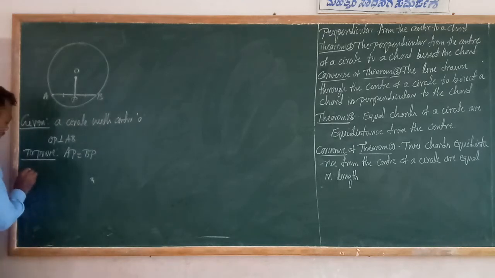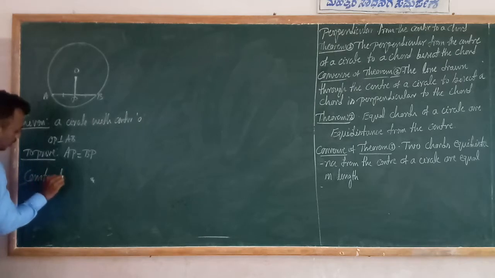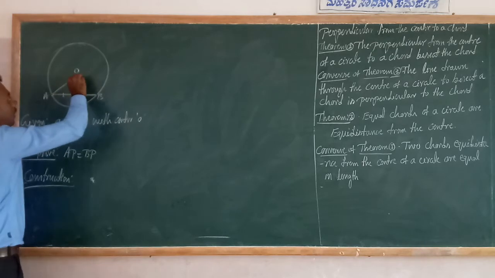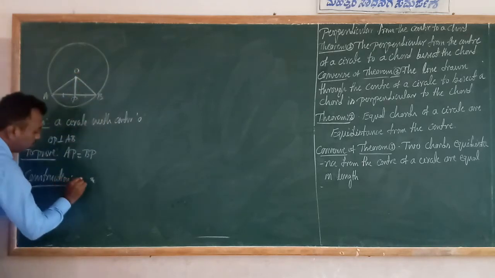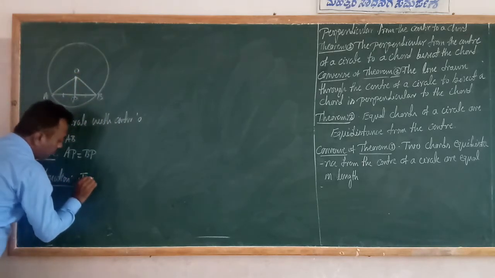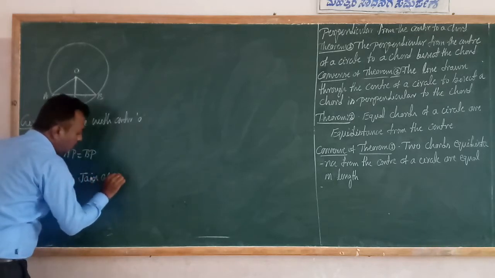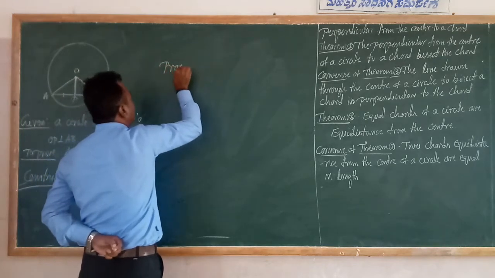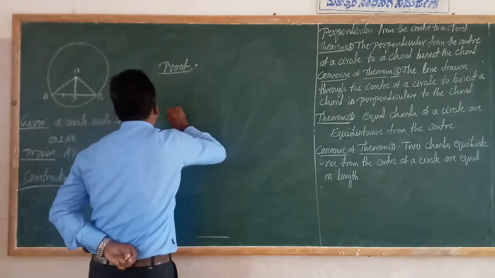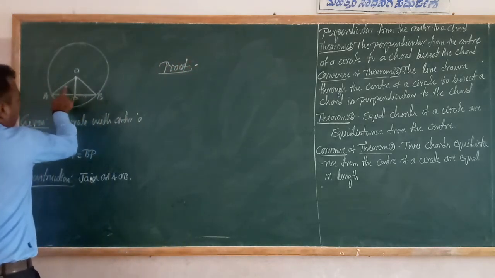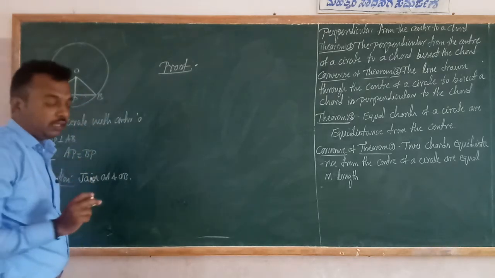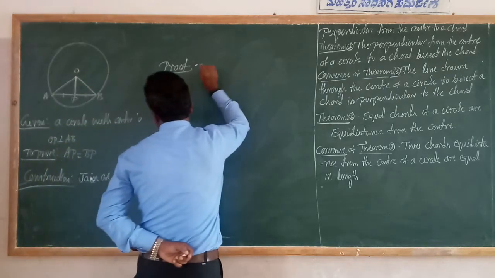Next, construction. It is simple: join OA and OB. Proof: we will show that these two triangles are congruent, then AP and BP are equal by CPCT. First I will prove the two triangles are congruent.